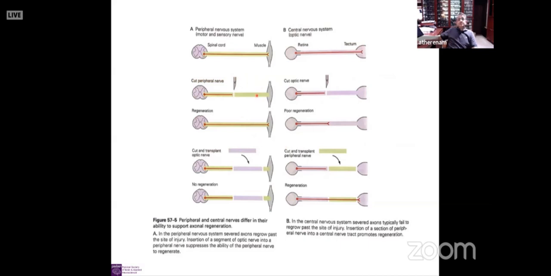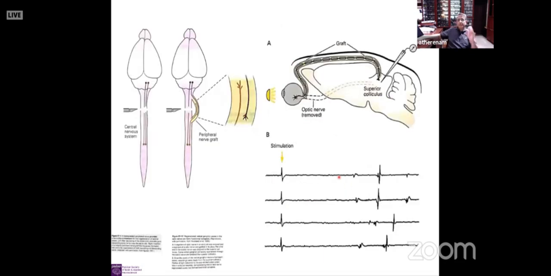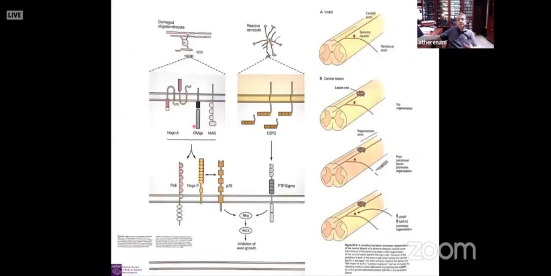And in this experiment, when a central nervous system tissue, which is optic nerve, was transplanted into the peripheral nervous system, there was no growth. And if a peripheral nerve was transplanted in the cut optic nerve, it regrew there, suggesting that there are inhibitory factors in the central nervous system. And here, a sciatic nerve, or a peripheral nerve, was used to bypass the scar, and there was growth through that.